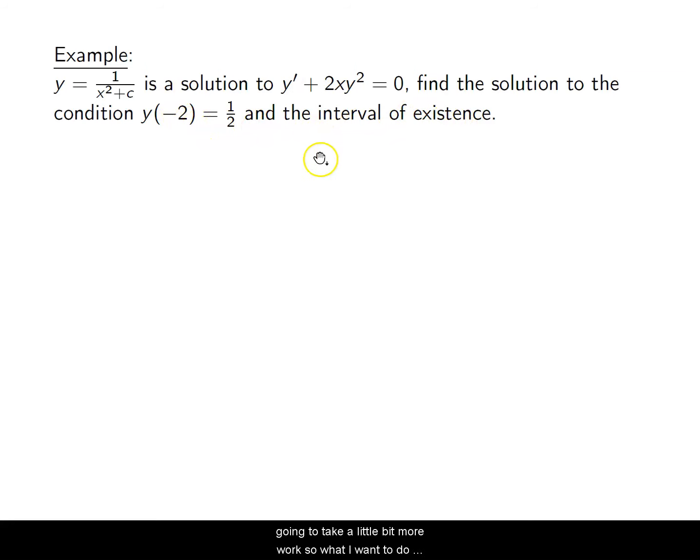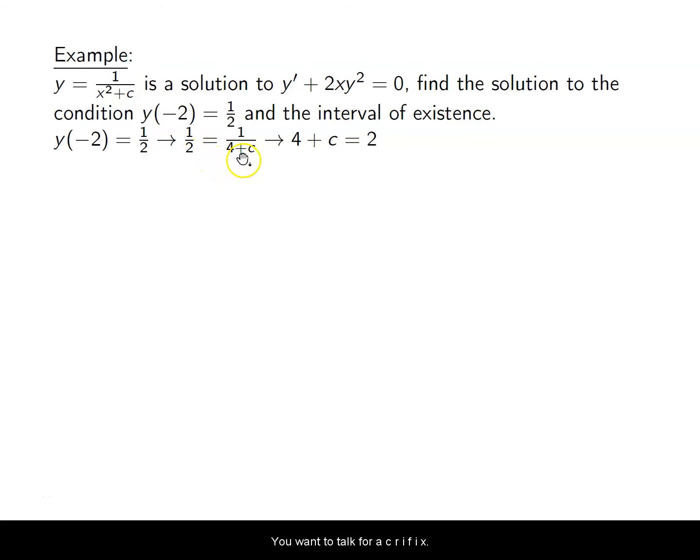So that's going to take a little bit more work. What I want to do is plug in -2 for x, 1/2 for y, and just solve for c. Very straightforward, right? This point, this input-output pair, implies that this is what I have for my setup.